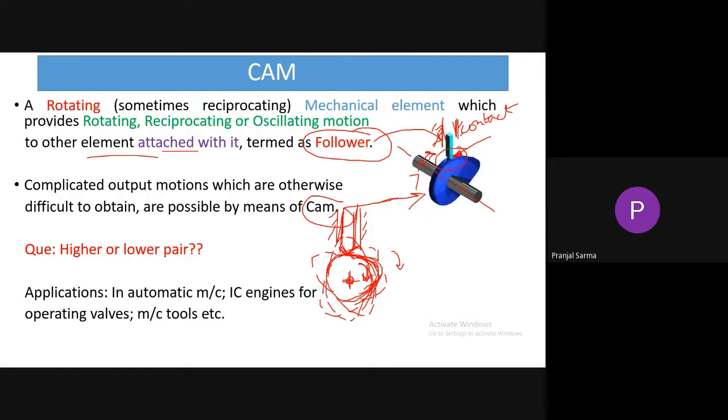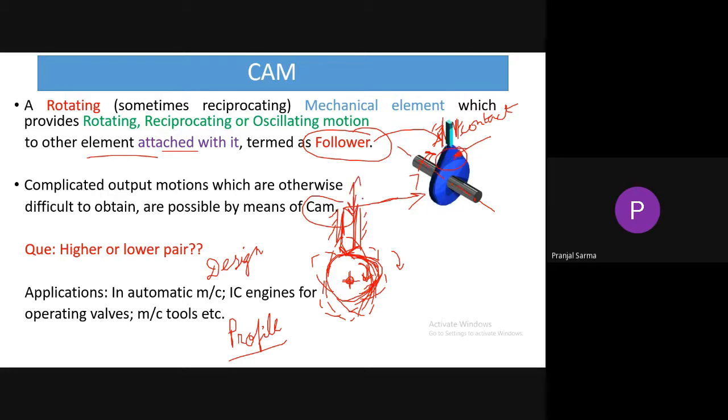So depending on the look or the design of this, we call it the profile, the cam profile. Whatever the profile of that cam is, depending on that, a particular type of motion will be obtained on this follower.